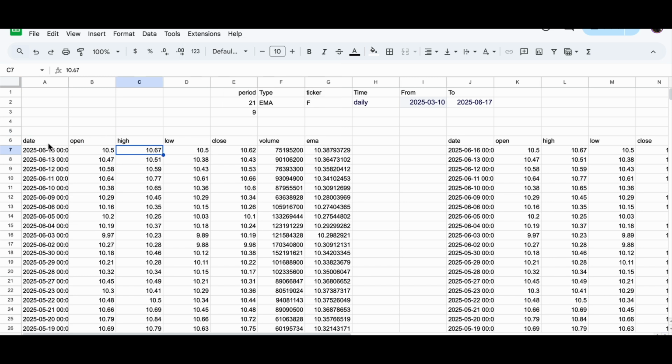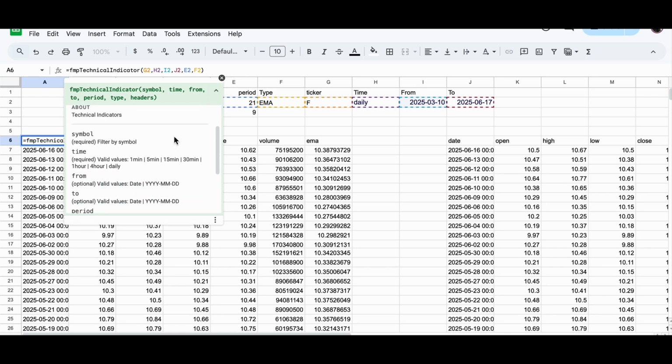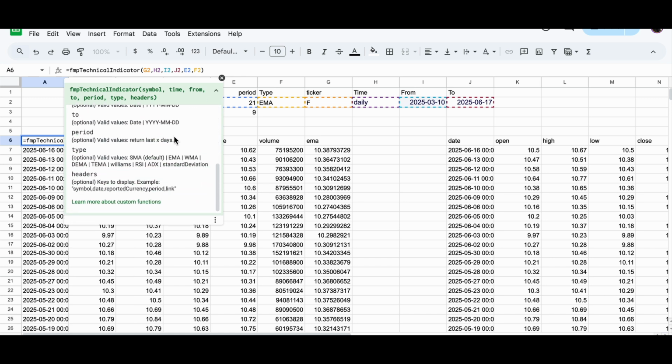Just open the Google Sheets, and I've prepared this small table with the period type, stock ticker. I will explain in this video what it means. But first, go to an empty cell and use this formula, equals FMP technical indicator. And then inside of this formula, you will be using everything that is here on the heading. So let's see what is there. If you have doubts, you can always use this formula, click here, and then enlarge the cell to see what kind of parameters you can input inside of it.